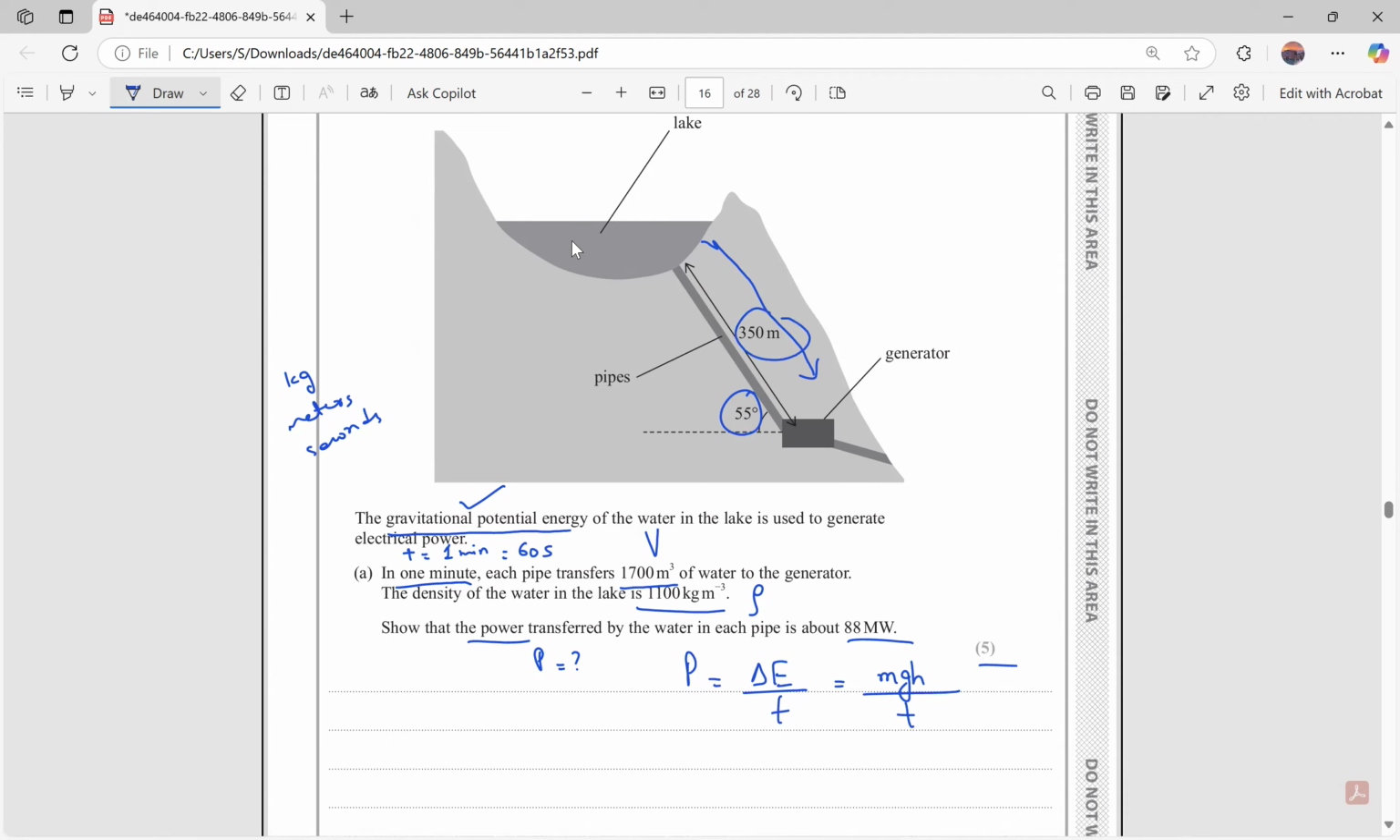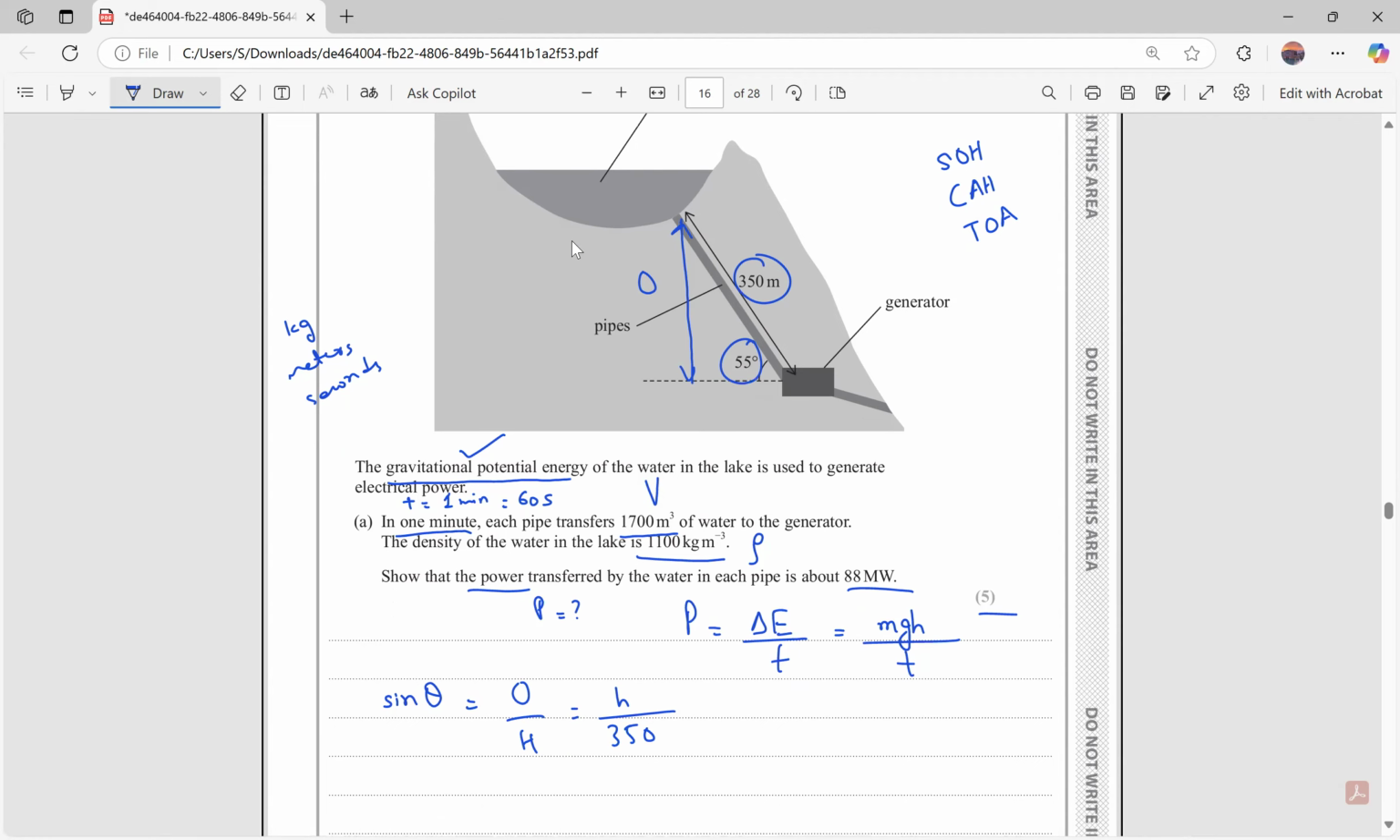We cannot use the 350 meters, okay? Because for gravitational potential energy, we always use the height. So this thing. But we know the angle and the 350 meters, so we can find that. So if you use sine theta here, we can find the height. Sine theta is equal to, like, you can remember this by SOHCAHTOA. Opposite over hypotenuse. The opposite here is the height, actually. And the hypotenuse is the 350 meters.